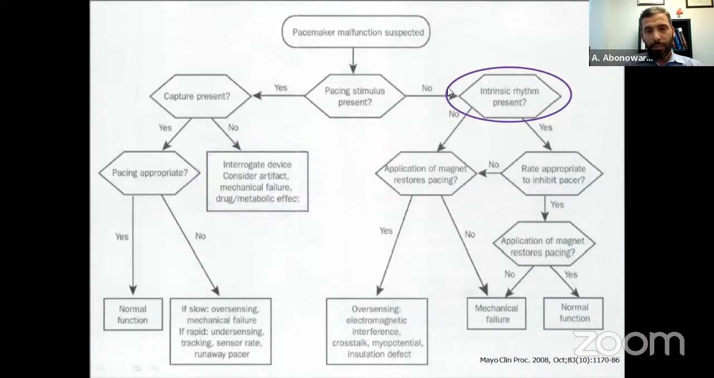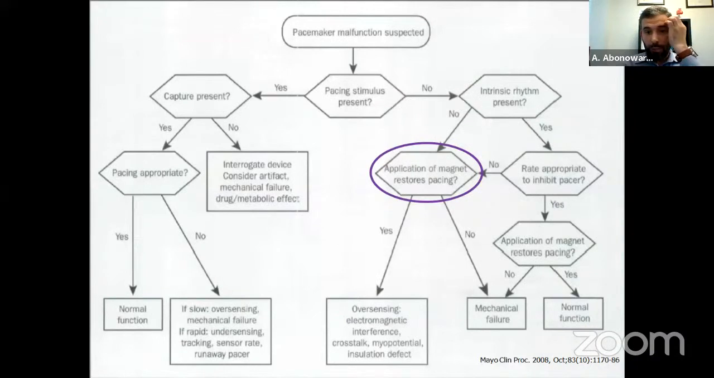The other side: if you see a patient with a pacemaker and you suspect malfunction, and the pacing stimulus or spike is not there, that means either the pacemaker is working very well with normal function, the intrinsic rhythm is there, and the pacemaker is inhibiting itself. And if the intrinsic rhythm is not there, you have to check with the magnet. You put the magnet on and see if the pacemaker is functioning at the magnet rate, which is usually 80 to 100 beats per minute. If not, that means there is an oversensing problem or electrical interference, certain things like that.